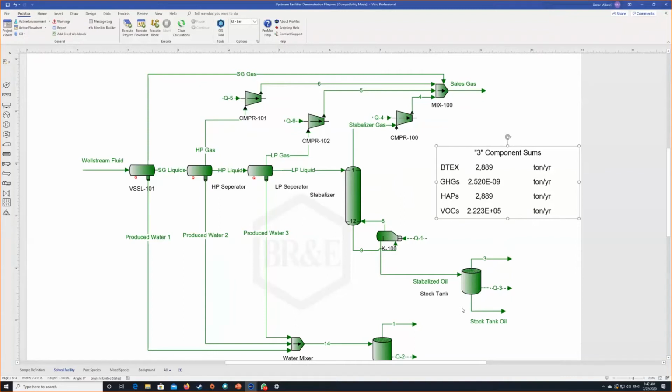So as I'm currently running my stabilizer, I'm having 2,900 tons per year of BTEX losses, a very small amount of greenhouse gas losses at 2.52 times e to the negative 10 tons per year of GHGs or greenhouse gases, but my hazardous paraffins and my VOCs are 2,800 and 2.23 tons per year.